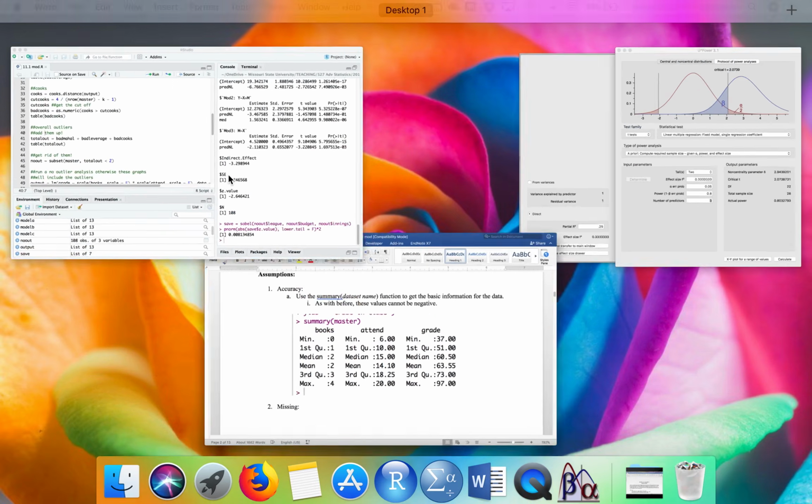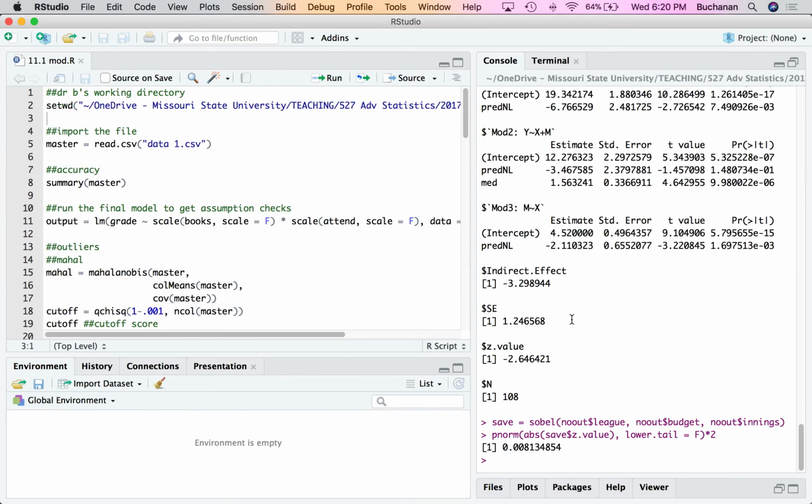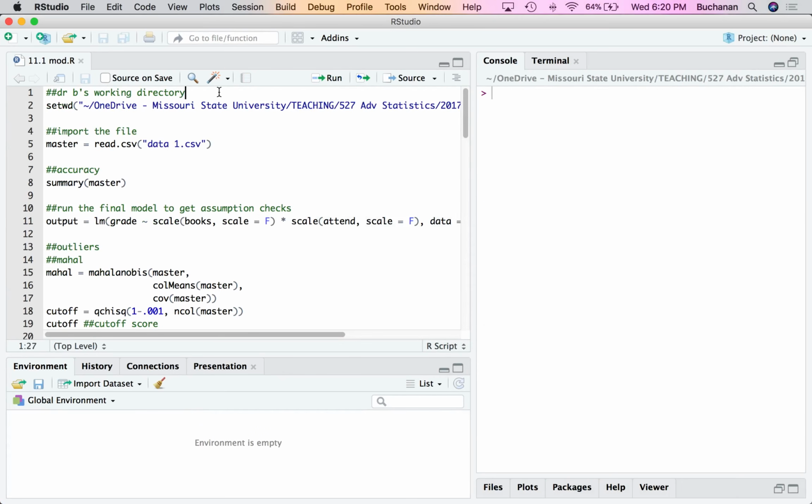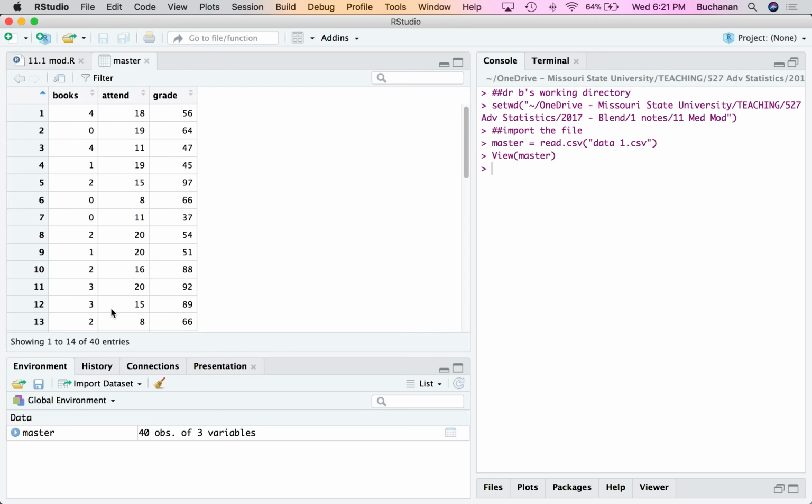All right, let's work through this. Let's work through this bad boy, basically. So let me scroll up to the top here. I'm going to clear out all my mediation code that I was running, and let's load that data set. So looking at my master data set, there's no books by attendance column. That's going to get created as we go. So we're going to start by screening the non-centered, non-interactive data. So we're just going to screen all 3 of these columns as we normally would.